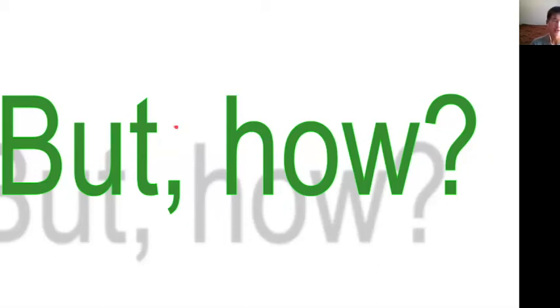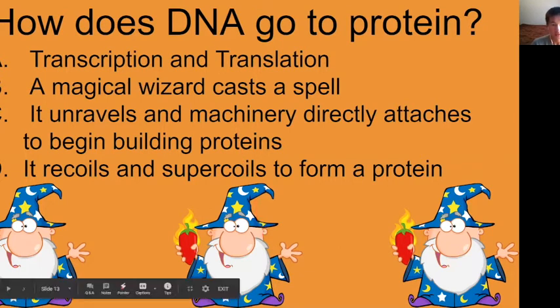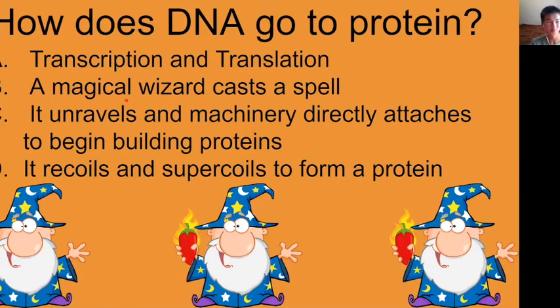Okay, but the main question is, but how, right? Because we're talking about how it can go from DNA to protein, but really, how does that happen? So I'm going to ask you guys too. How does DNA go to a protein? A, it's through transcription and translation. I think we can launch the poll now. B, a magical wizard casts a spell. That's my favorite one. C, it unravels and machinery directly attaches to begin building proteins. Or D, it recoils and supercoils to form a protein.